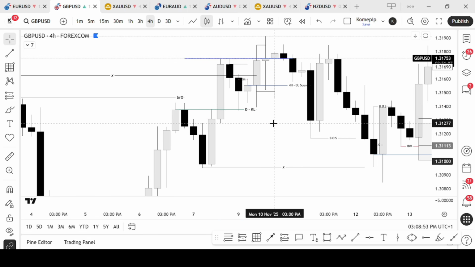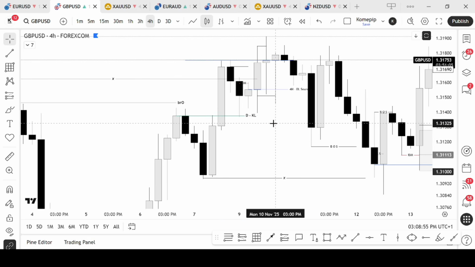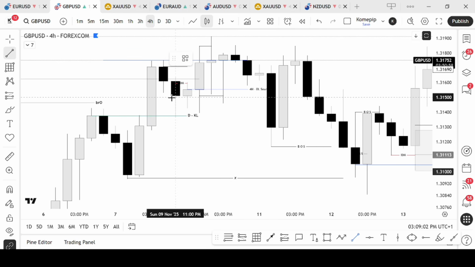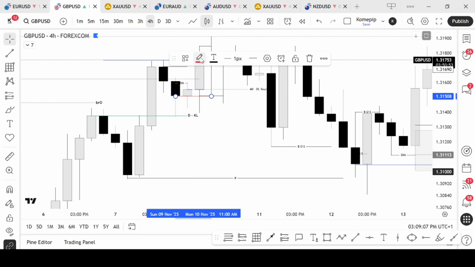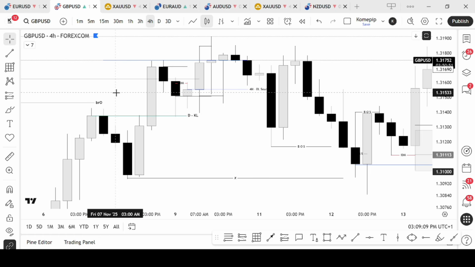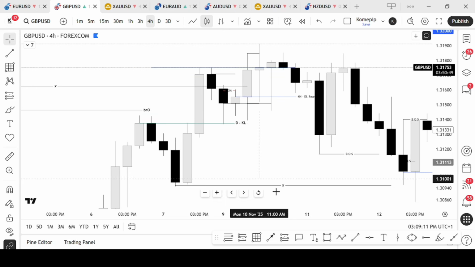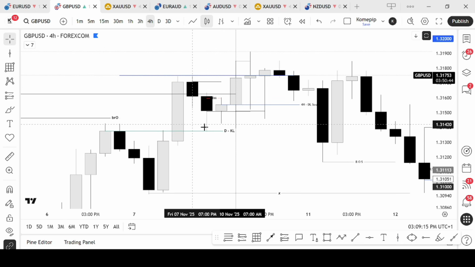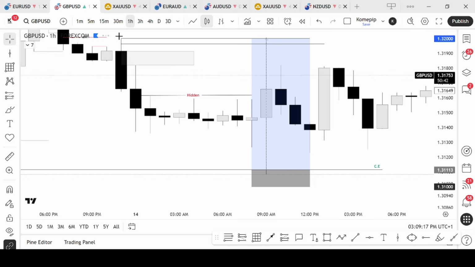And once that tap is formed, you also want to wait for a V-shaped support and resistance MSNR to be formed. Okay, so what do we have? We now have a V-shape formed here. So immediately this is formed, the next thing you want to do is wait for price to come and mitigate it. Now as you can see, price came and mitigated it. So are you going to enter directly? Of course not.